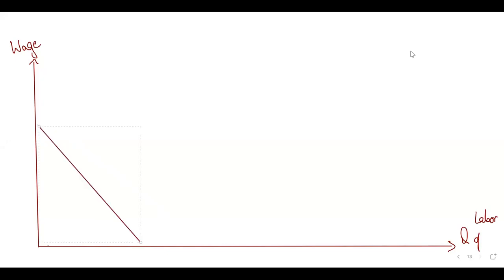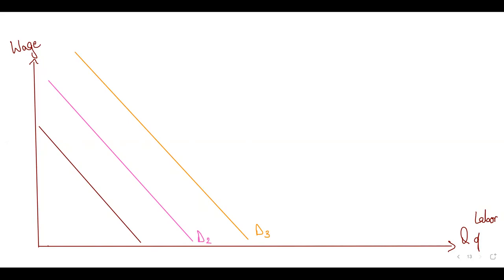Now, for the sake of simplicity, I'll assume that these are straight downward sloping curves, because then we can add up the other types of graphs as well. Now think about this. Let's assume three firms that are demanding labor, so D3, D2, and D1, right?